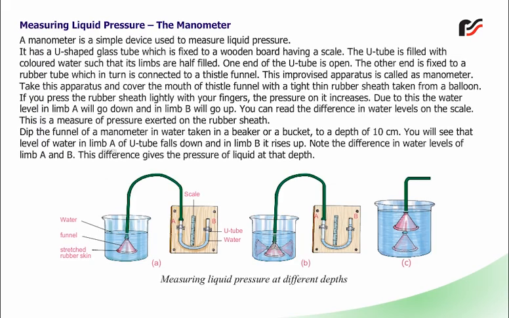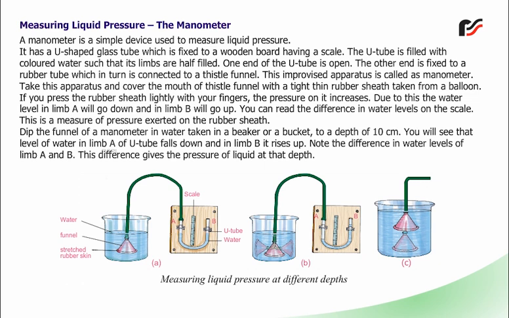Measuring liquid pressure: the manometer. A manometer is a simple device used to measure liquid pressure. It has a U-shaped glass tube which is fixed to a wooden board having a scale. The U-tube is filled with colored water such that its limbs are half filled. One end of the U-tube is open. The other end is fixed to a rubber tube, which in turn is connected to a thistle funnel. This improvised apparatus is called a manometer.